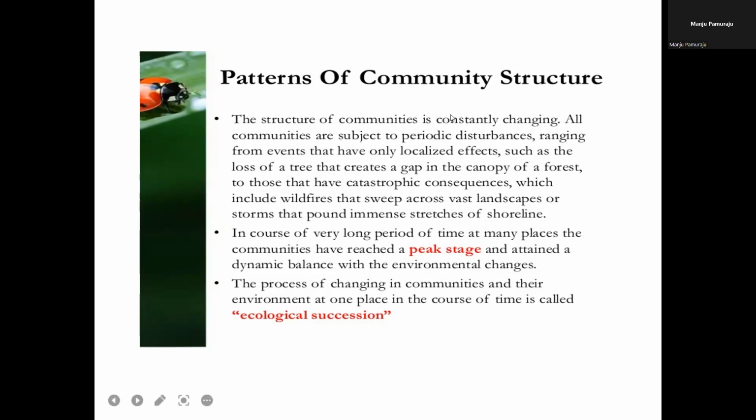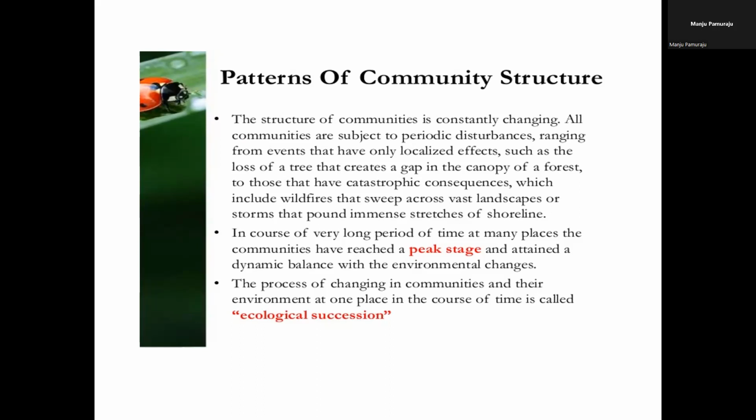The structure of the community is constantly changing, and all communities are subjected to periodic disturbances, ranging from events with only localized effects, such as the loss of a tree that creates a gap in the canopy of the forest, to catastrophic ones, such as wildfires that sweep across vast landscapes. Other organisms and plants will come and occupy that area. A particular area is occupied by different communities constantly, and at last, due to changes in the environment and in the soil, the final community is formed, and it may persist for a few years.